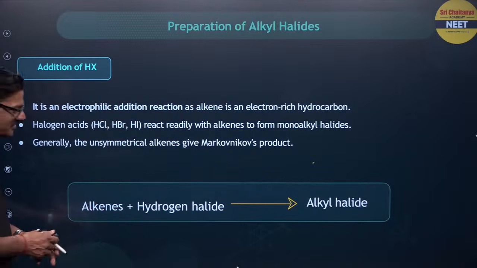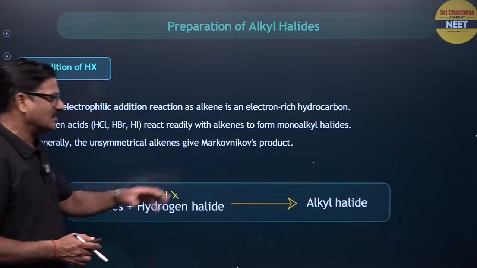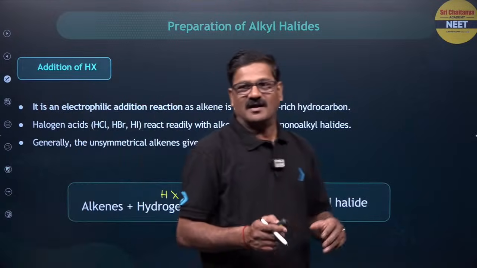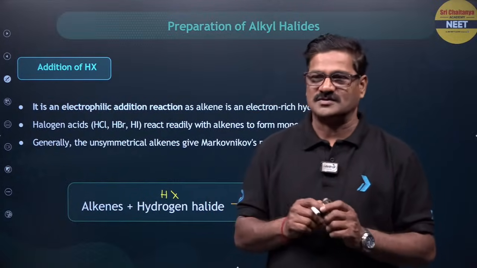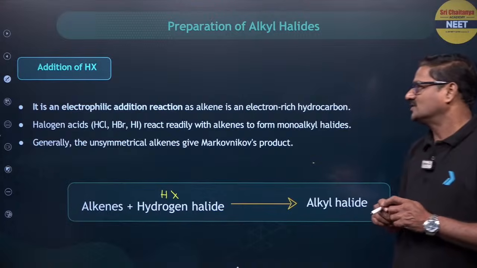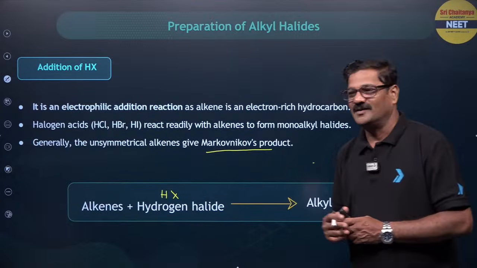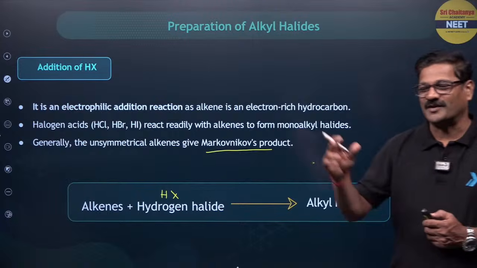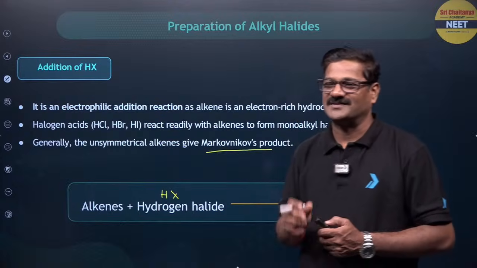Alkenes, when treated with hydrogen halide, you are going to get alkyl halide. If the alkene is a symmetrical alkene, or if the alkene is a non-symmetrical alkene, you have to follow Markovnikov's product. What is Markovnikov's product? Somebody mention in the chat box, bachcho. Somebody mention in the chat box.